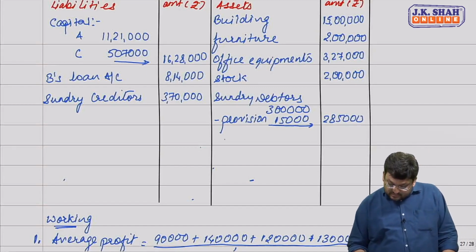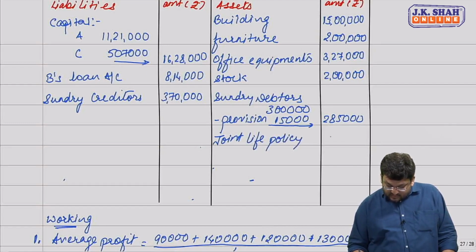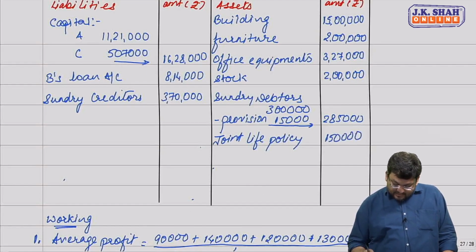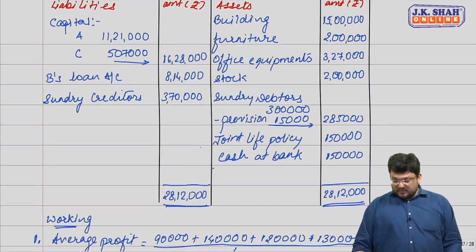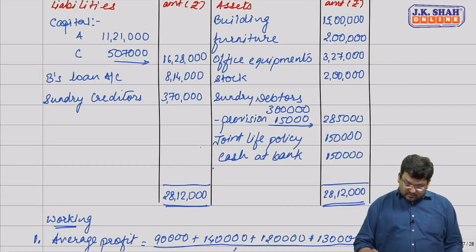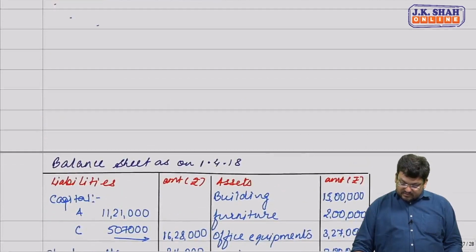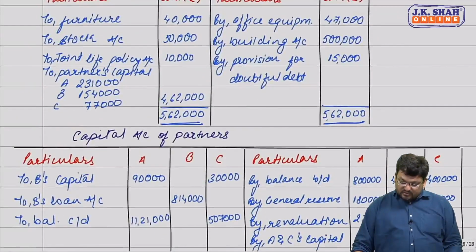Joint life policy. Joint life policy will appear in balance sheet at its surrender value of 1,50,000. And is there any change in cash or bank balance? No. Cash at bank will remain at 1,50,000. So balance sheet total comes to 28 lakh 12,000. I hope the sum is clear. Was a simple sum. You may pause and copy the example.